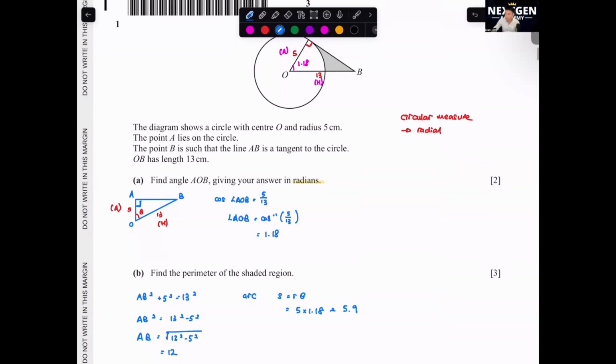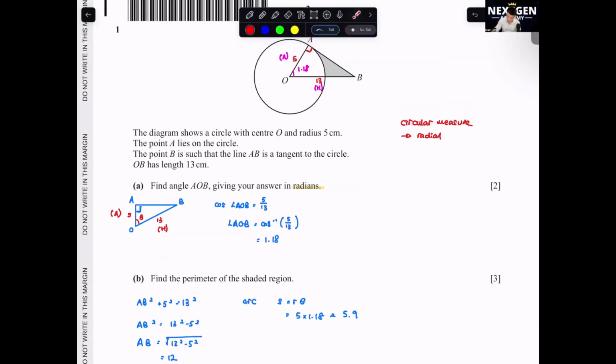We also need to find one more part, this part here. So you need to find here, here, and here, right? So the arc is 5.9, AB is 12. What is this part here? We'll take 13 minus 5. Just write down now whatever working that you have.